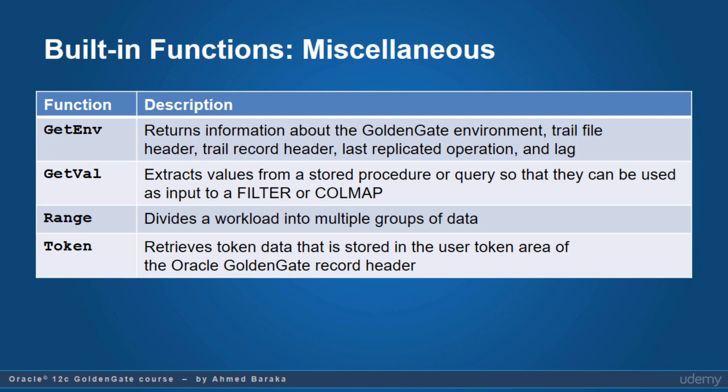Token functions retrieve token data that is stored in the user token area of the Oracle Golden Gate record header. I will cover this topic in a separate lecture. So among all those functions, only GetVal will be covered in this lecture. You will learn more about the rest in separate lectures.